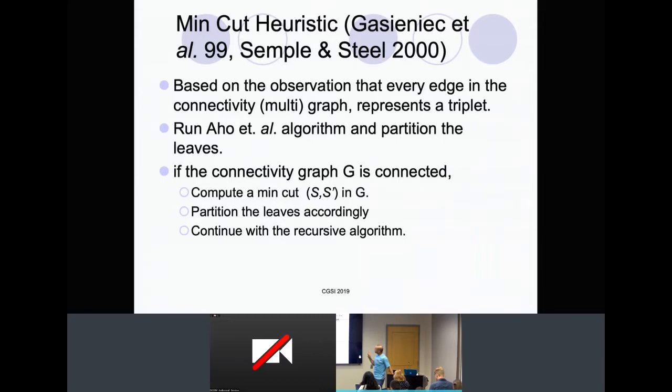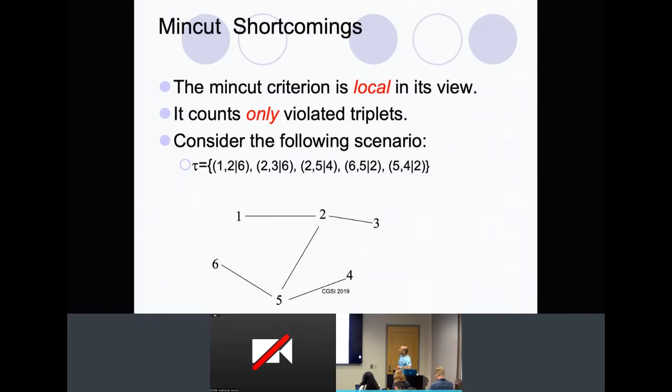It is based on the observation that every edge in the connectivity graph represents a triplet. You remember, for every triplet we moved, we added an edge to the connectivity graph. So the idea is to run the algorithm. Once we get stuck in a single big component, we compute a min cut. We must cut that graph to continue the recursion, and that min cut, which is polynomial, one of the 7 problems that is polynomial, will violate the minimum number of triplets. So we partition the leaves according to the cut, and we continue. So let's have a look. The min cut is local in its view.